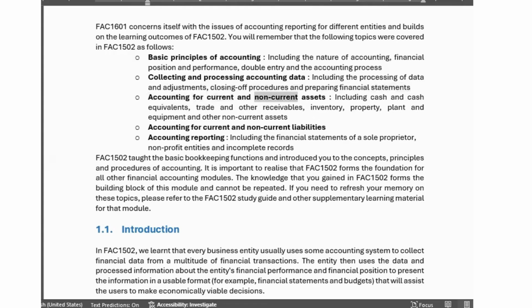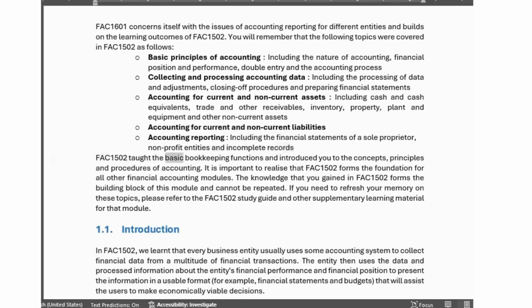Accounting for current and non-current assets, including cash and cash equivalents, trade and other receivables, inventory, property, plant and equipment and other non-current assets. Accounting for current and non-current liabilities. Accounting reporting, including the financial statements of a sole proprietor, non-profit entities, and incomplete records.